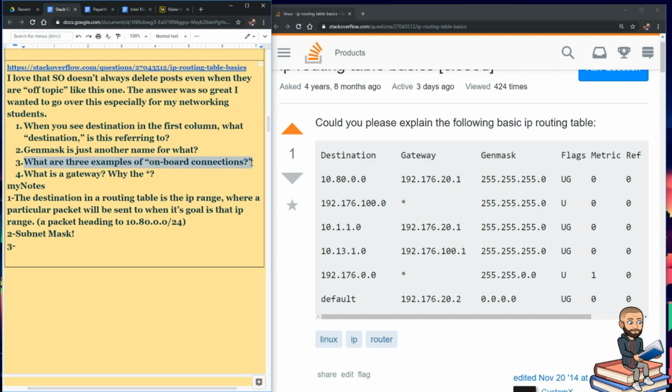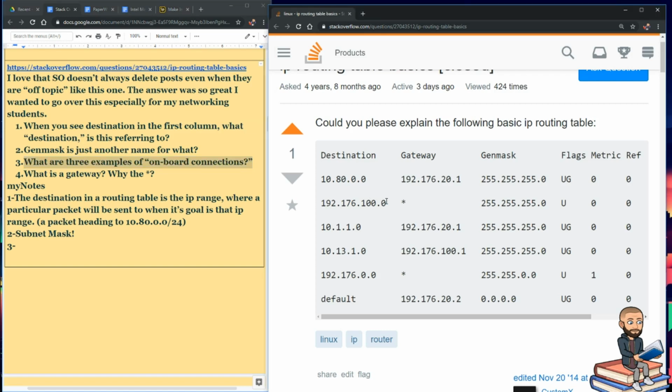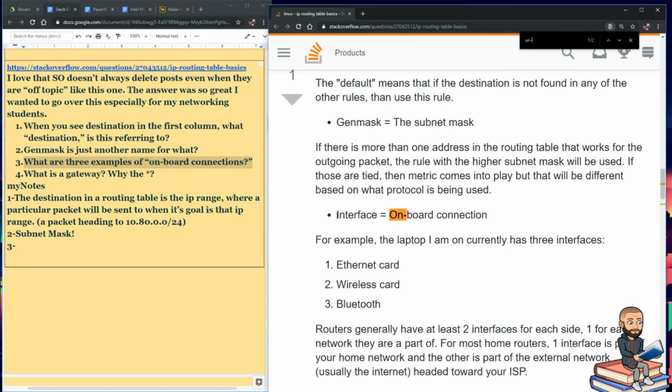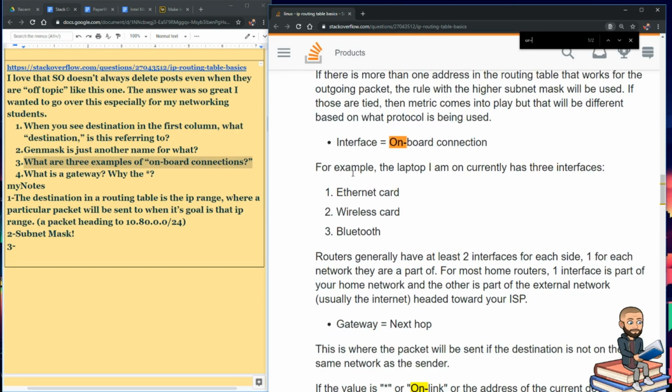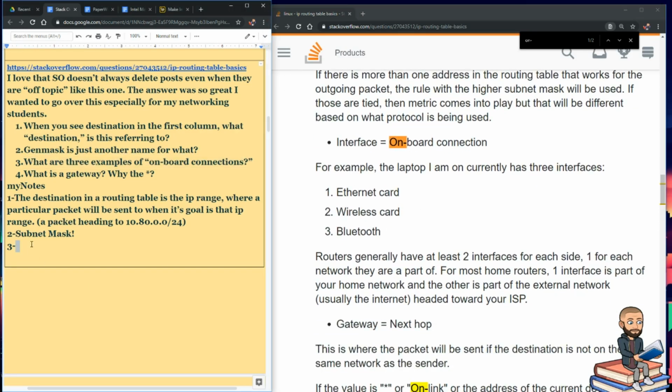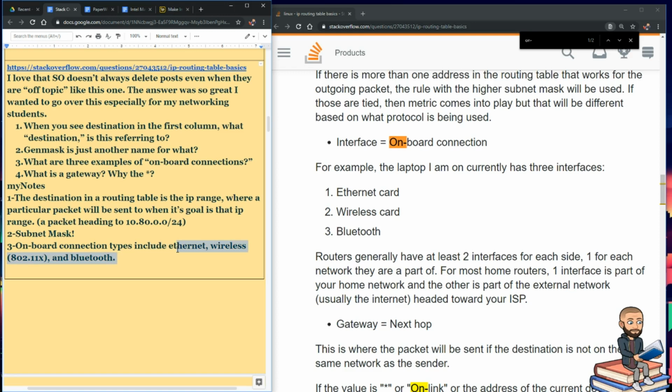Next up, what are 3 examples of onboard connections? So an onboard connection is simply the name of an interface, and then we learn that these are different types of interfaces that could exist. So we're really like in the physical world here. So just based on the answers here, the Ethernet, wireless, and Bluetooth. I suppose a computer can have fiber optics, so that would be another interface. Just a real simple question there.